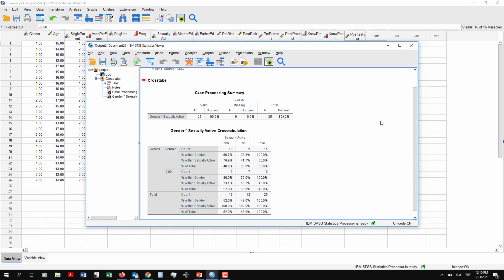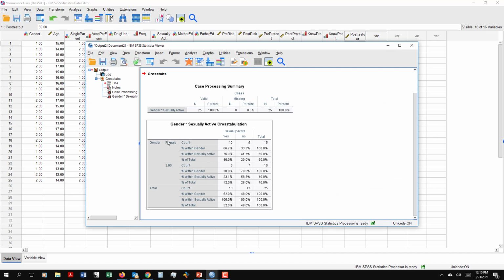So here, 67% of the females indicated that they were sexually active, and of those who indicated they were sexually active, 76% of them were female. So in this particular population, we have more females who are reporting that they're sexually active than we do males. Because within the male population, 33% report that they are sexually active, and within being sexually active, then we have 41.7% who are not.